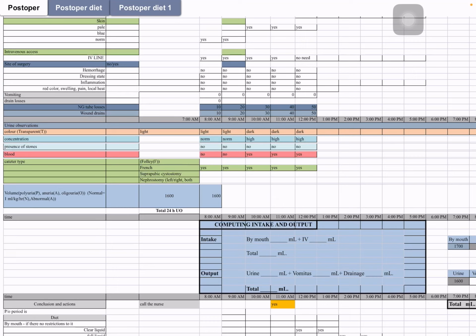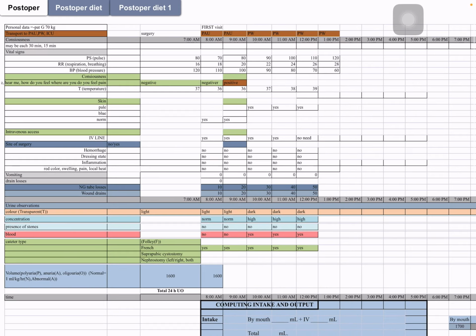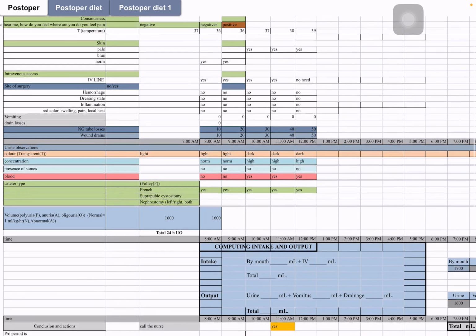And the next one, you have to consider the site of the surgery. At the site of the surgery, you have to consider whether there is any hemorrhage, the state of the dressing, and the inflammation. Is there any red color, swelling or pain, or any sort of local heat in the area?